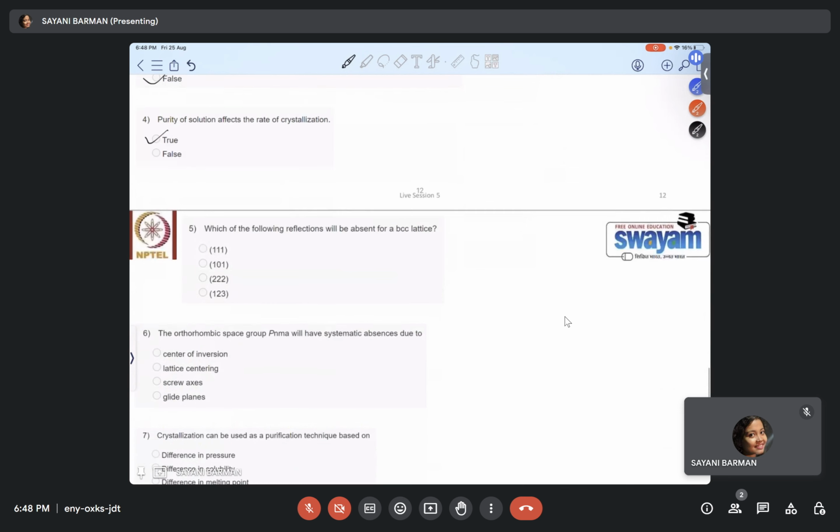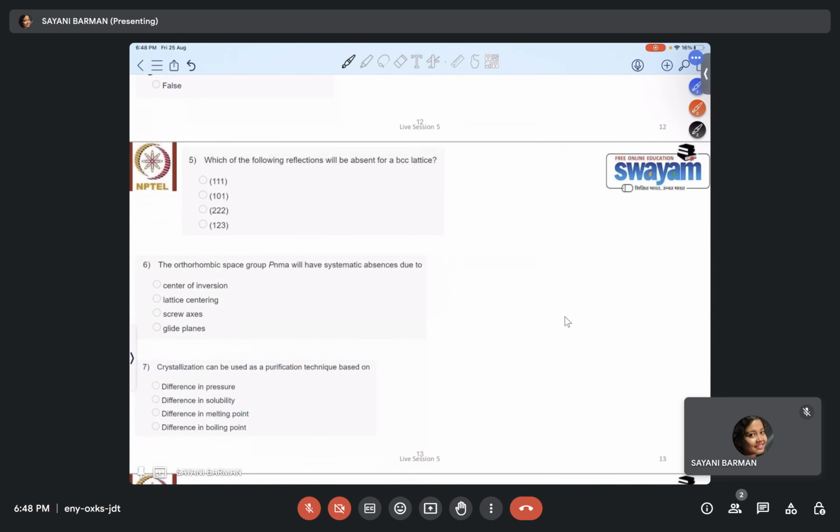Now the next question is, which of the following reflections will be absent for a BCC lattice? For a BCC lattice, for systematic absence, the rule is that the sum of the Miller indices H plus K plus L should be odd. Now the sum is 3 here, the sum is 2 here, the sum is 6 here, the sum is 6 here. So this is the option. The 111 reflection will be absent for a BCC lattice.